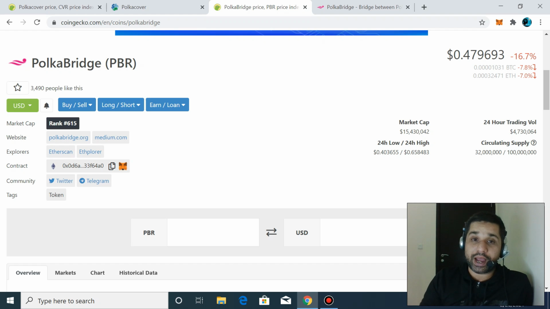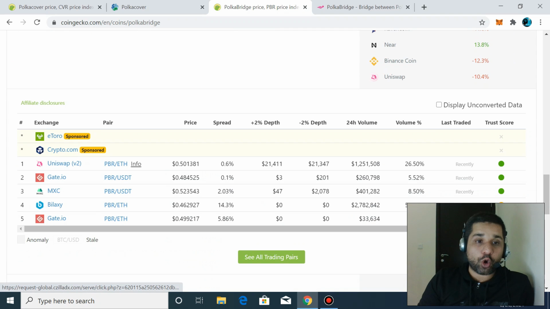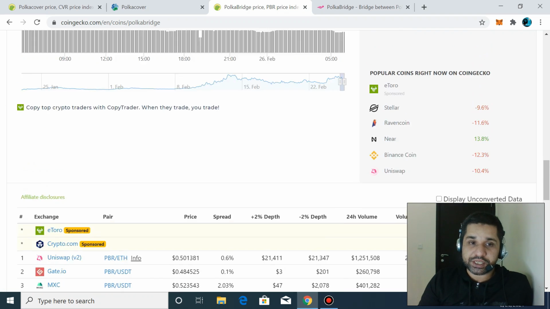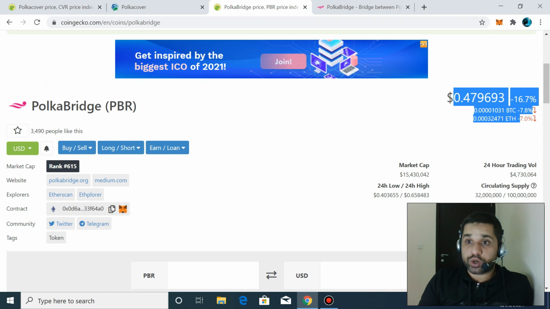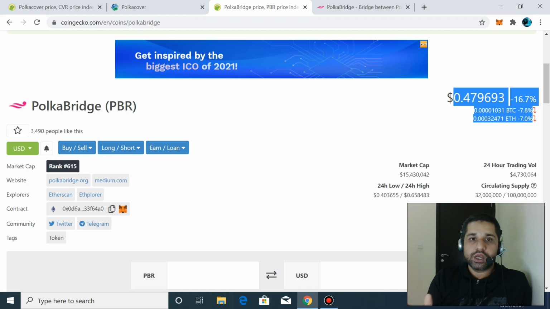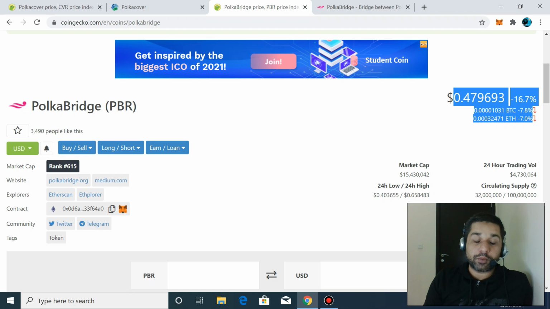So you have to buy this token right now. And the best part, right now this token is available on gate.io, MXC, Bilaxy, and on our most favorite exchange, Uniswap. So easily you can purchase this token, PBR. And the best part about this token is that right now the price is very low. So if you hold this token for about 1 month or 2 months, you will definitely make a good amount of money.